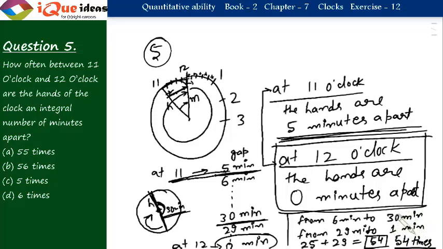So the answer given at the back, which is given as 5, is wrong for this question. I'll tell you when the answer will be 5. As of now, what I have explained is the given question. For the given question, it is 25 plus 29, that is a total of 54 times it is going to happen between 11 and 12 o'clock that the hands of the clock are at a gap of an integral number of minutes apart. Be very careful. So for the given question, 54 is the answer. Now we'll look at another way of interpreting the same question.